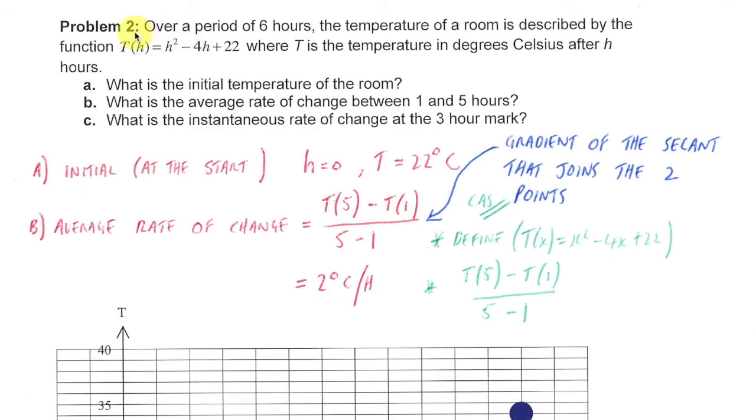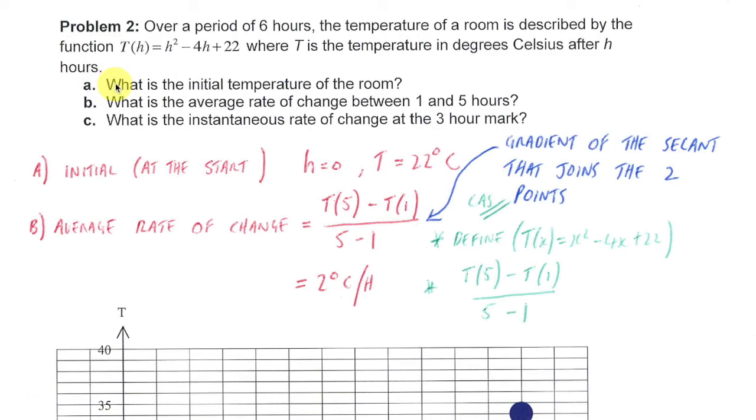Problem 2. Over a period of 6 hours, the temperature of a room is described by this function here. So we've got temperature of H, where H is in hours, and we've got that quadratic. It's an upright quadratic, where T is the temperature and H is measured in hours. What's the initial temperature of the room?